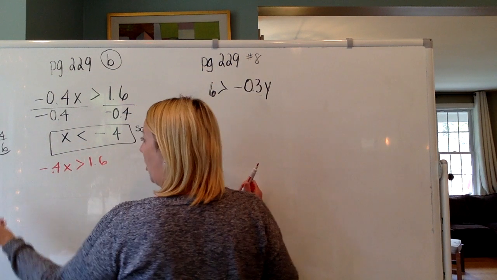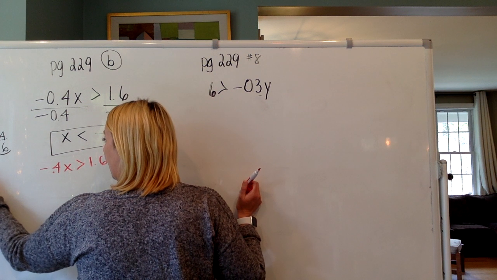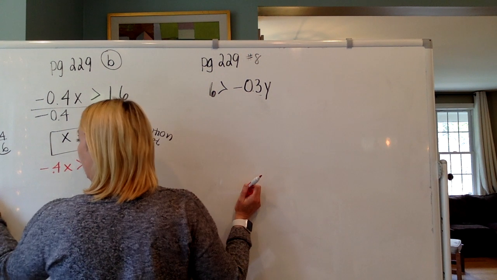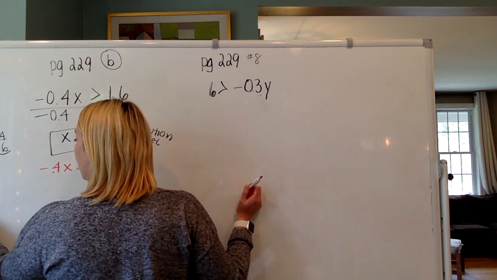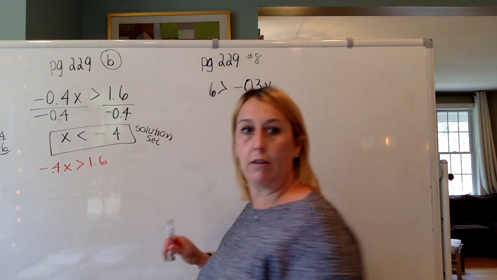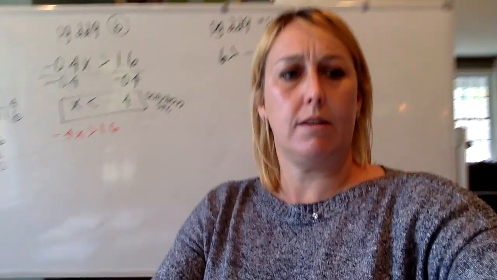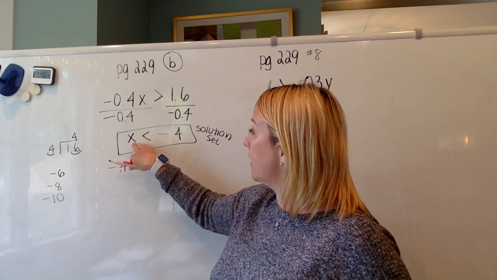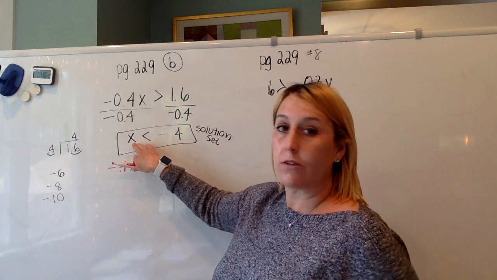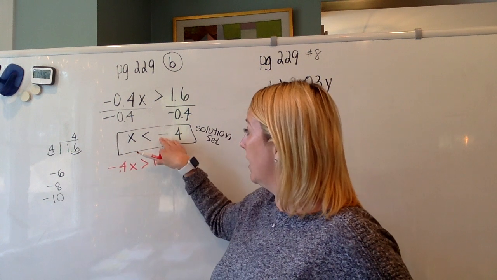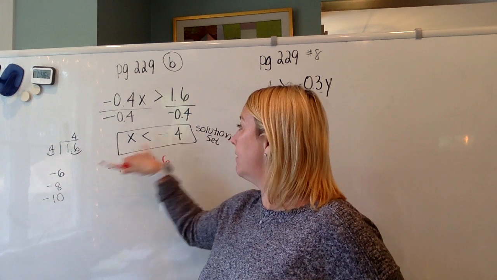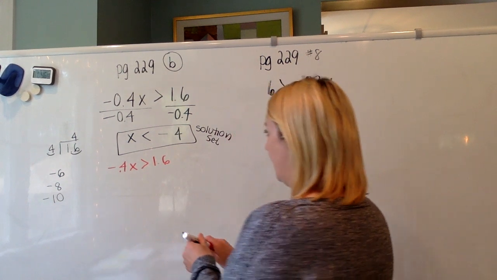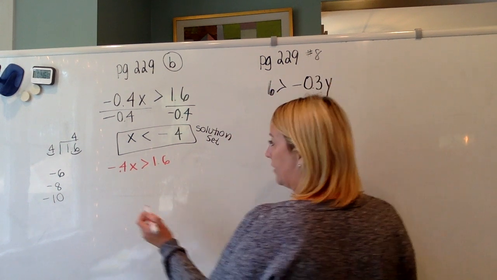So let's just give some options. I know that negative 6 is less than negative 4. I know that negative 8 is less than negative 4. And I know that negative 10 is less than negative 4. So sorry, you can't see that. I am going to just substitute with these three values because they fit into our solution set because they are less than negative 4. Negative 6 is less than negative 4, negative 8 is less than negative 4, and negative 10 is less than negative 4. So let's plug these in.